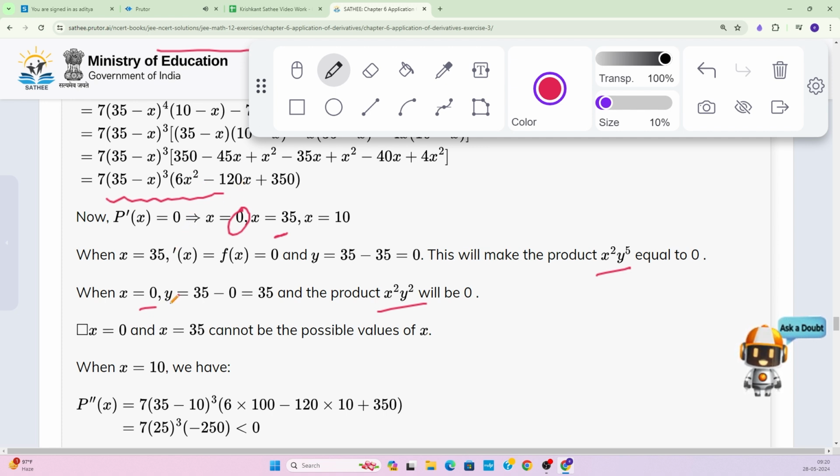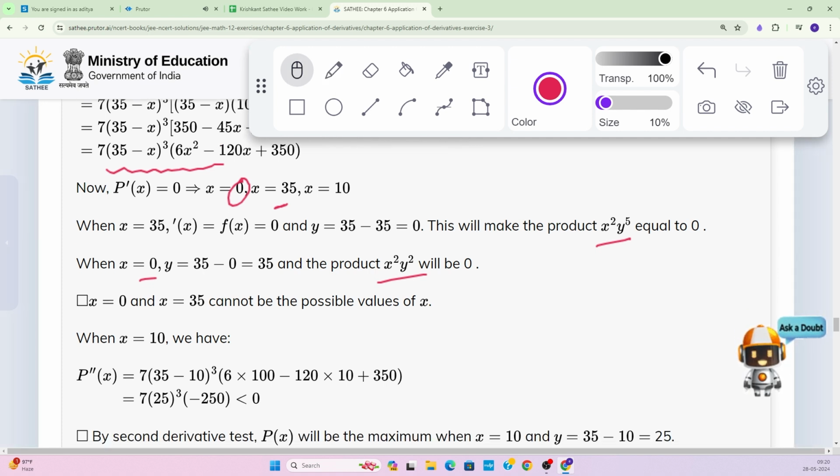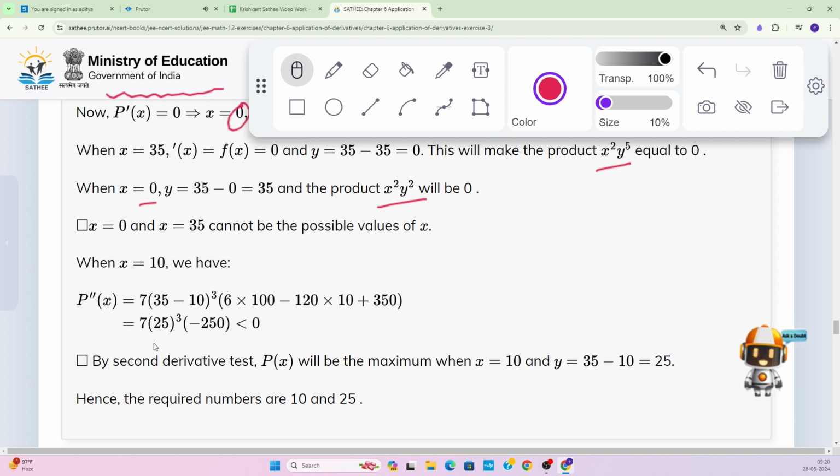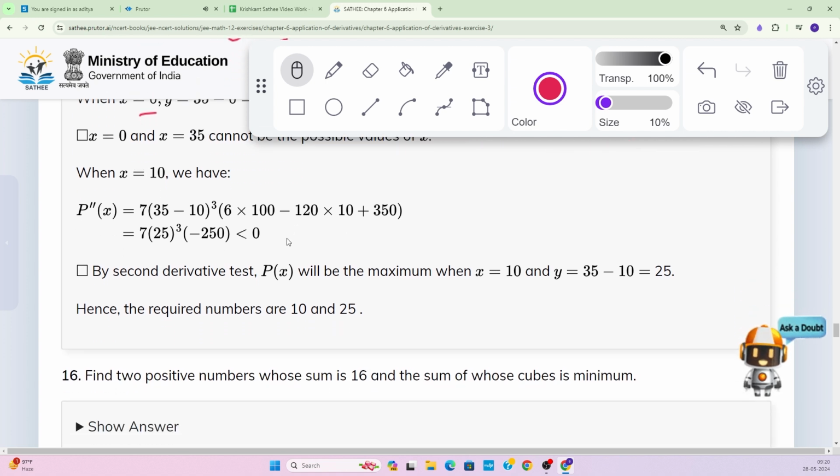But we have another way to verify that. If x equals 35, then y will be 0. If y is 0, then the product will become 0, so you cannot get a maximum. But if x equals 10, this will be a maximum. This will give you f double prime as negative. This means a maximum will occur here. So x equals 10 will give you the maximum, and if x is 10, then y will be 25. So the numbers will be 10 and 25. Okay, I hope it is clear to you.